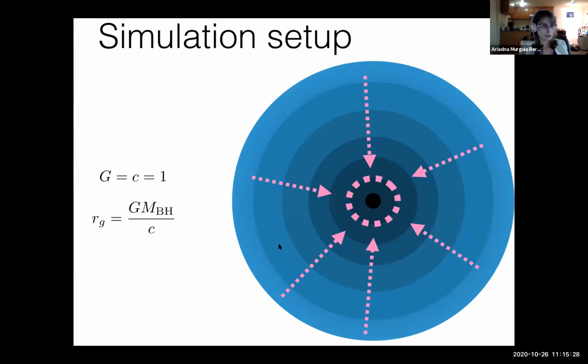So for the simulations, I'm going to focus on this region right here. And this is just, again, the helium core. Material will be falling onto the black hole, and we will be zoomed in on this really, really small part right here. From now on, I'm going to use this length unit, which is called the gravitational radii, and it is basically half of the Schwarzschild radii.